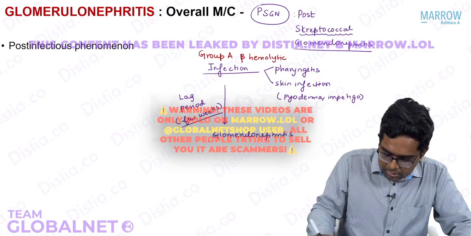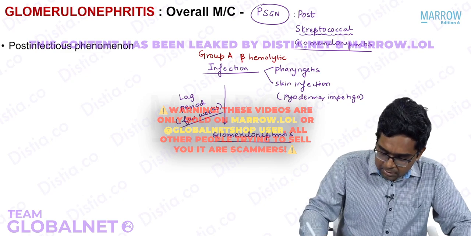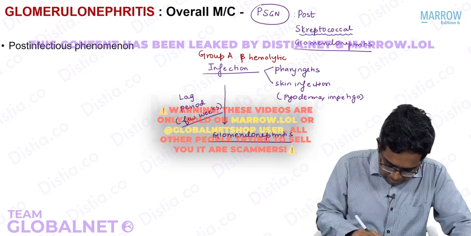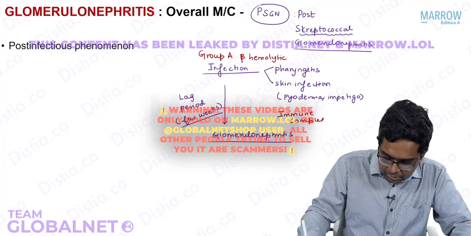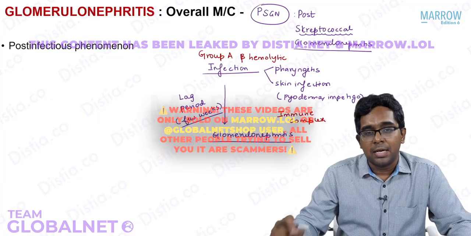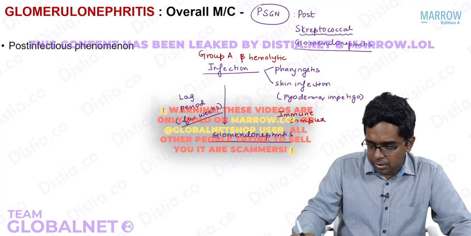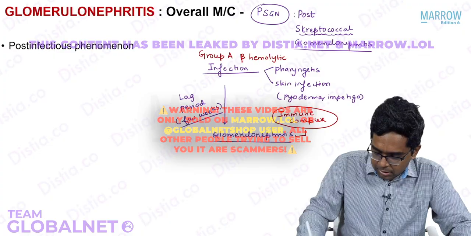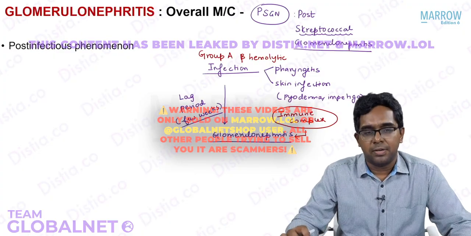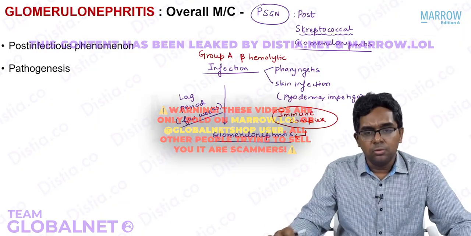Now, at this time, that is the lag period, what happens is the development of immune complexes. These immune complexes are composed of antigen, which is a streptococcal antigen, as well as antibodies, which are anti-streptococcal antibodies. They combine together to form immune complexes, and the immune complexes get deposited in the kidney, resulting in glomerulonephritis. This is the basic pathogenesis of glomerulonephritis.